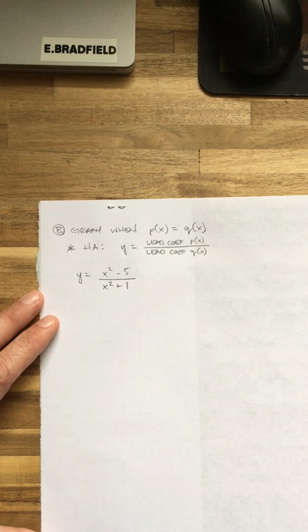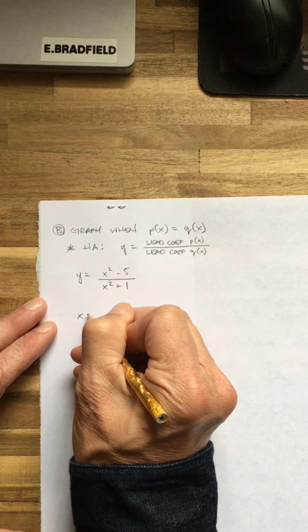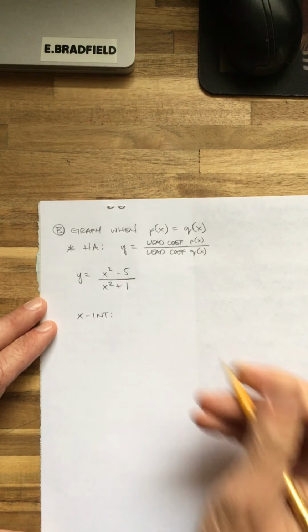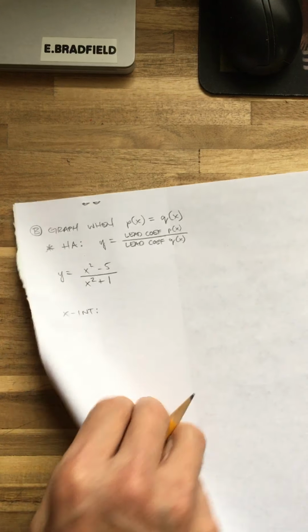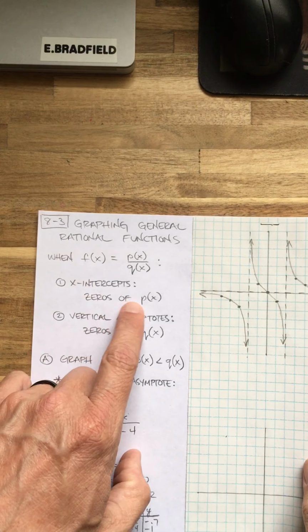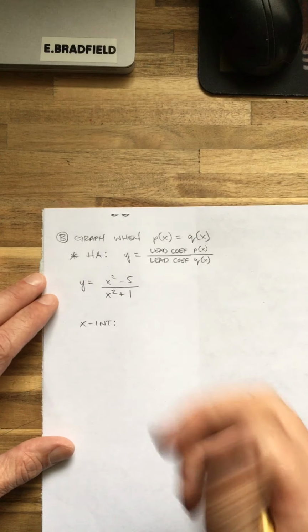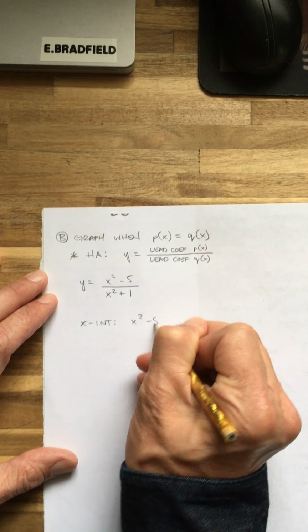This one might be a weird one. What do you guys notice? All right, let's find our x-intercepts. Remember, the x-intercepts are always going to be the zeros of p of x. So this is x squared minus 5 equals 0.